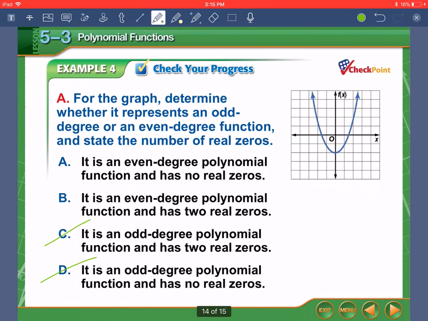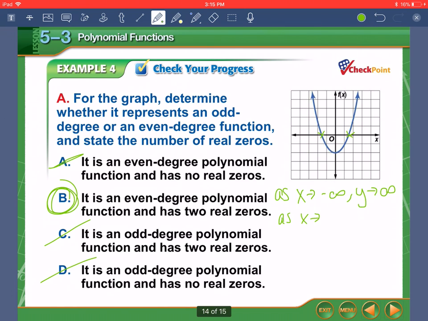We're crossing the x-axis in two places. We're crossing here and here, so we have 2 real zeros. So this is answer choice B for sure. But let's write out our end behaviors. So as x approaches negative infinity, so as we're moving to the left, y is approaching positive infinity. As we move to the left, our graph is moving upward.